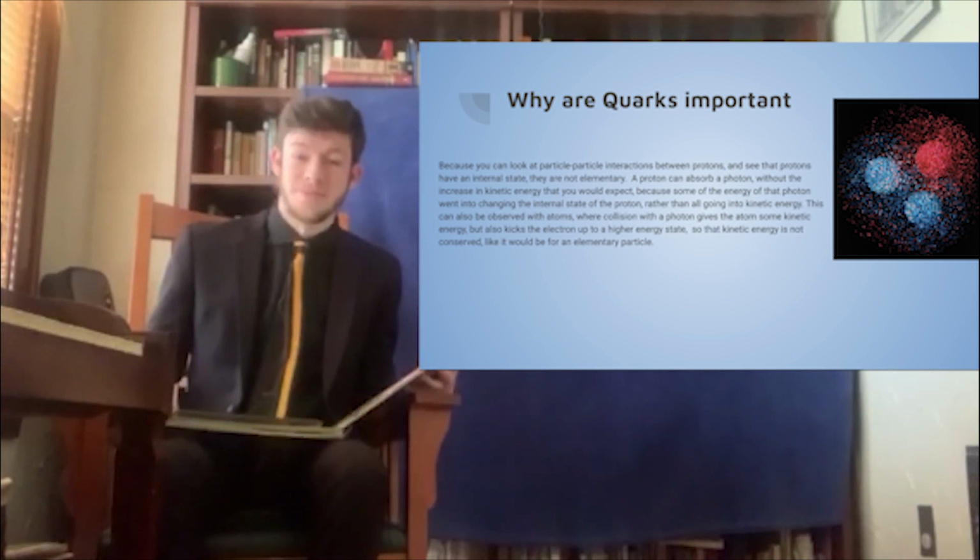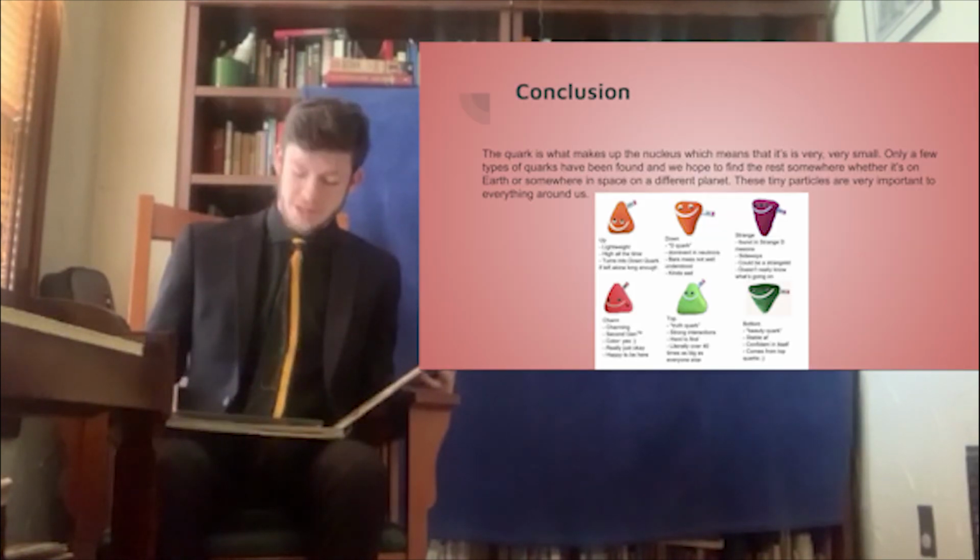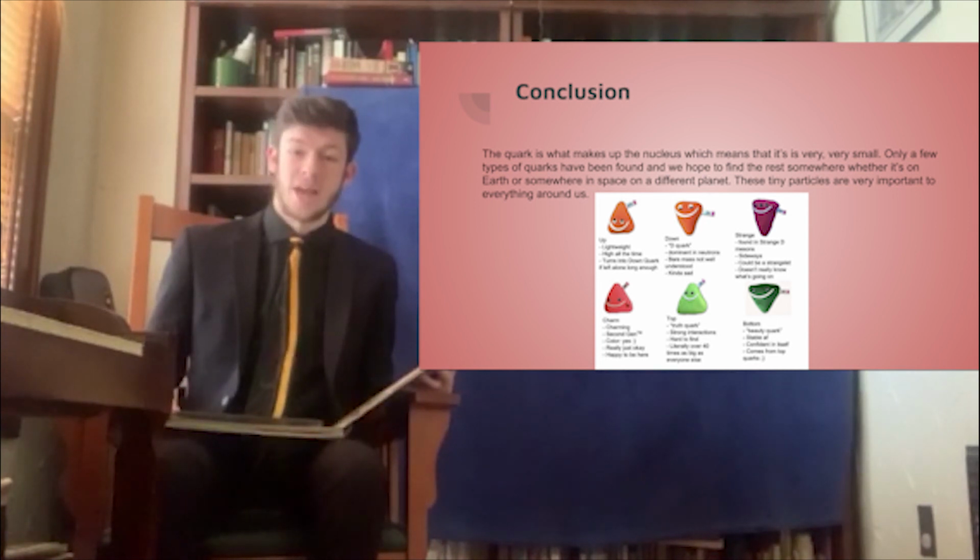The conclusion. The quark is what makes up the nucleus, which means that it is very, very small. Only a few types of quarks have been found, and we hope we can find the rest somewhere, whether it's on Earth, or in space, or on another planet somewhere. These tiny particles are important to everything around us because they make up everything around us. And that is a quark.